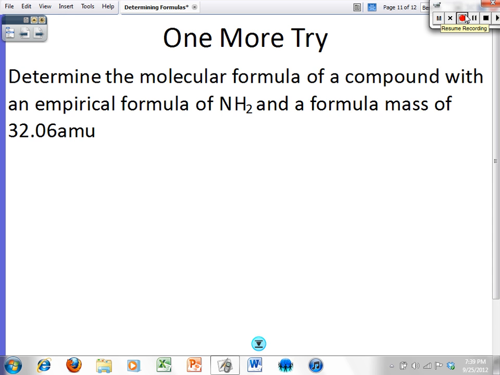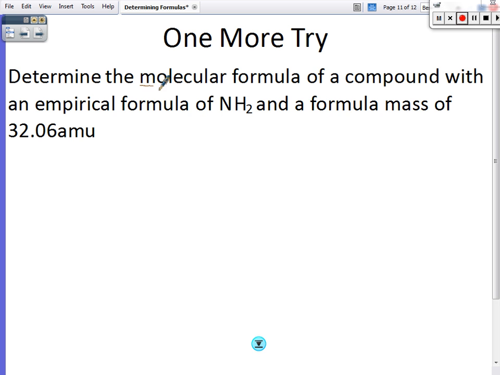One more time. If that sample was easy for you and you think you get it, try this one first, and then watch me do it and see if we match up. I'm going to go ahead and mark down what I'm looking for. Again, I'm looking for the molecular formula. Okay? I know the empirical formula, and I know the formula mass. And so remember, the first thing I'm going to do is take this empirical formula and turn it into empirical formula mass.